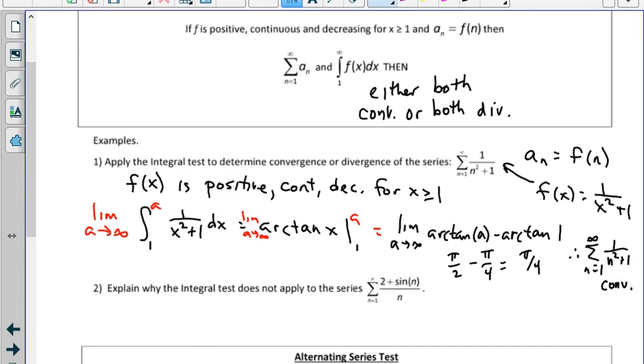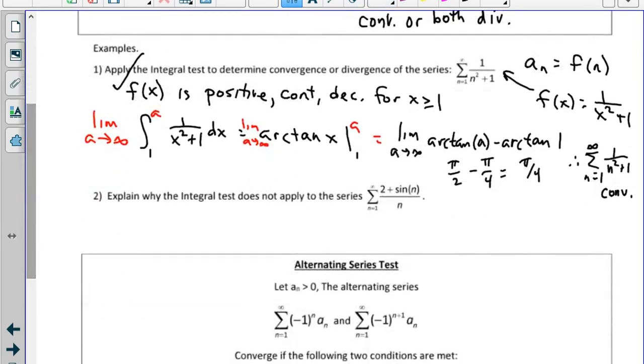So we applied the integral test, we checked the conditions, and then we actually did the integral and showed that it converges. Problem 2, explain why the integral test does not apply to the series 2 plus sine of n over n. We would have f of x equal to 2 plus sine of x over x, and this function is always positive from 1 to infinity.